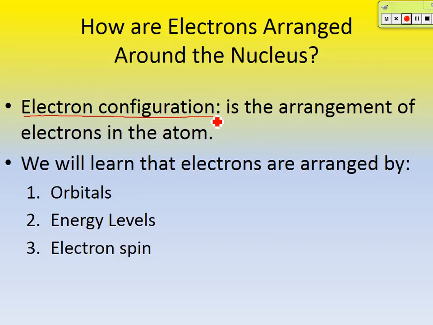We're also going to learn that electrons are arranged by orbitals. We'll talk about 4 different orbitals. We're going to talk about energy levels in this video, and briefly introduce electron spin, although we'll focus more on electron spin next time. Okay, so orbitals and energy levels. We're going to hit that in this video quite a bit.